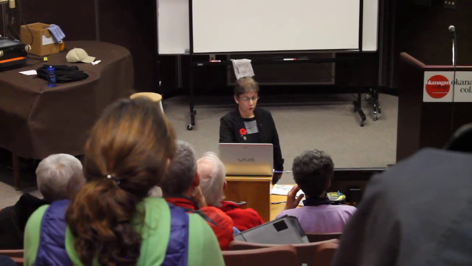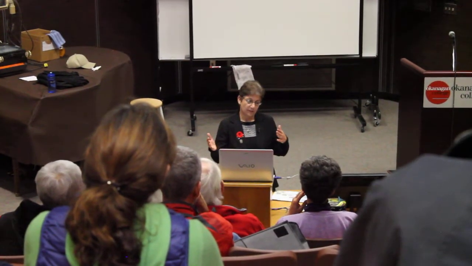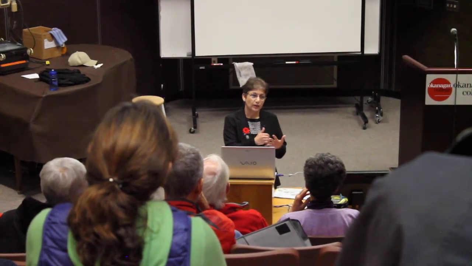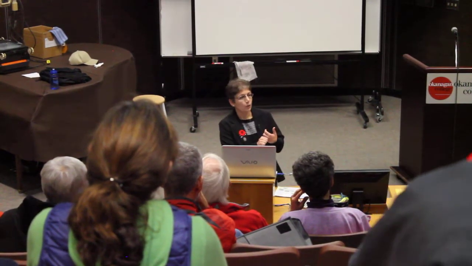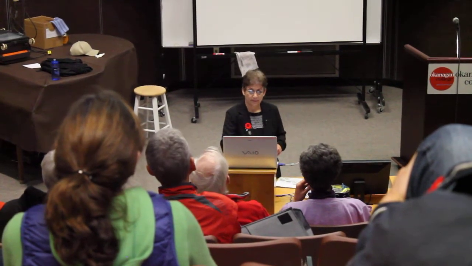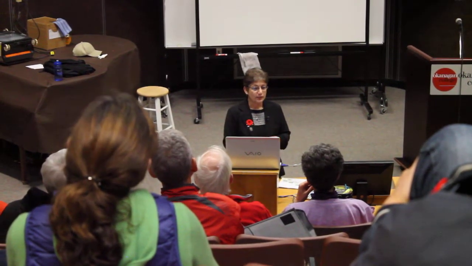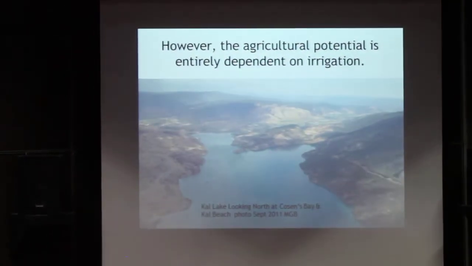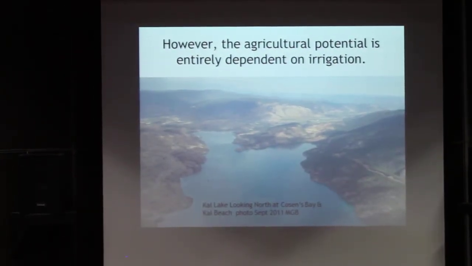The Greater Vernon Water Utility water supply pre-2002, basically in 2002 when it came together, was the Vernon Irrigation District, the North Okanagan Water Authority, NOWA, and the domestic supplies for Vernon and Coldstream. The agricultural potential is entirely dependent on irrigation. This is a picture that I took one September coming home from Victoria, and you can see how dry it looks from the air. The areas that are green are irrigated, the brown is what it would look like naturally.